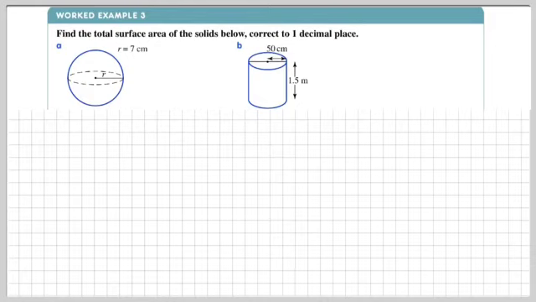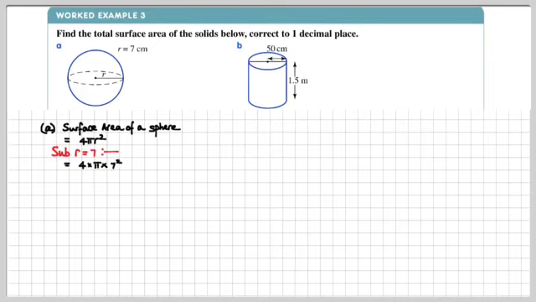Okay, find the total surface area of the solids below, correct to 1 decimal place. Remember, that's important. Do you remember the formula? 4 pi r squared. So 4 times pi times 7 squared, and then do it to 1 decimal place, and we get 615.8 to 1 decimal place, square centimetres, because these dimensions are in centimetres.